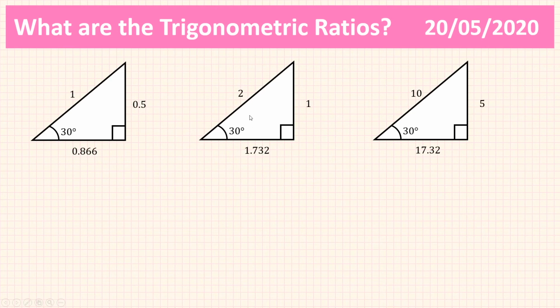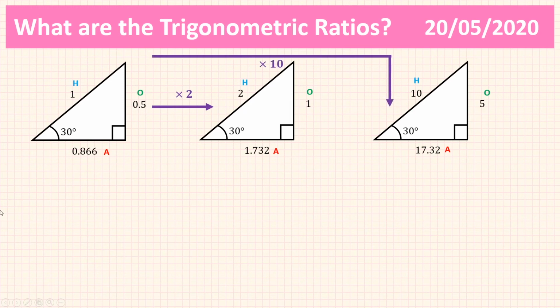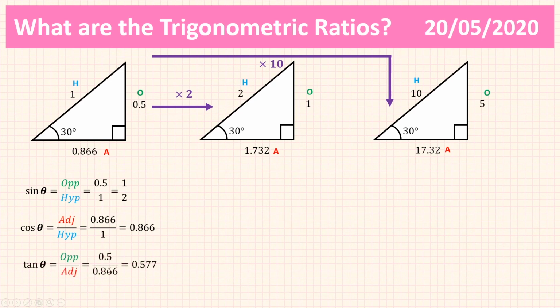My first triangle, my second triangle, and my third triangle. The difference between my first and second one is that it's twice as big. The difference between my first and third one, that it is 10 times as big. But if we look at the calculations that we end up doing, so in our first triangle, sine of 30, the angle is still 30, is a half, because 0.5 divided by 1 is still a half. Cos of 30 is 0.866 divided by 1, which is 0.866, just like it was in the previous one. Tan of 30 is still 0.577, because if we did 0.5 divided by 0.866, that's what we would get.